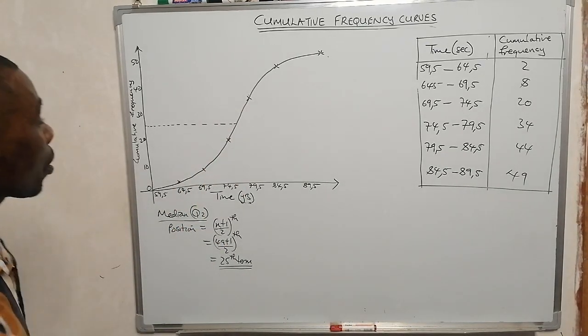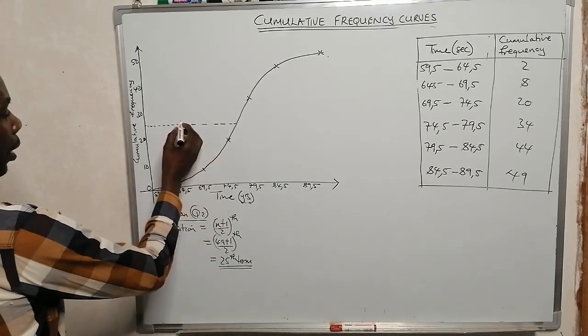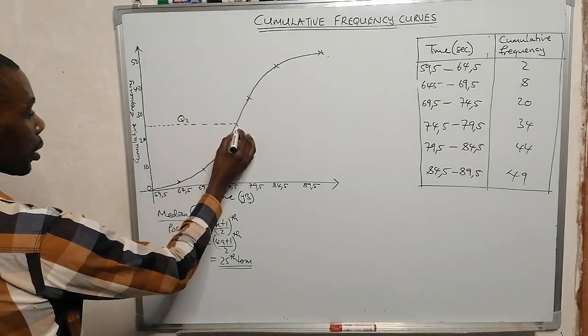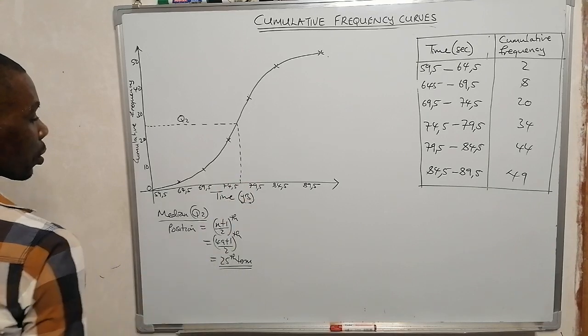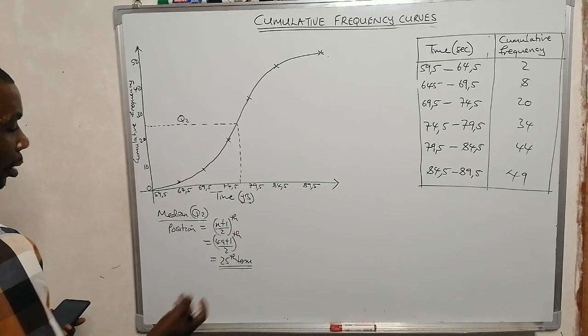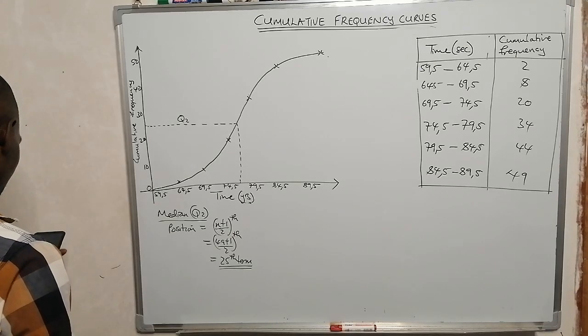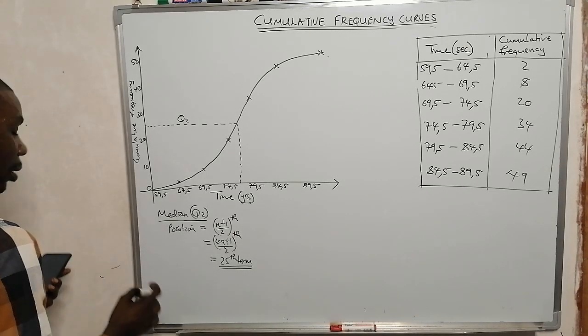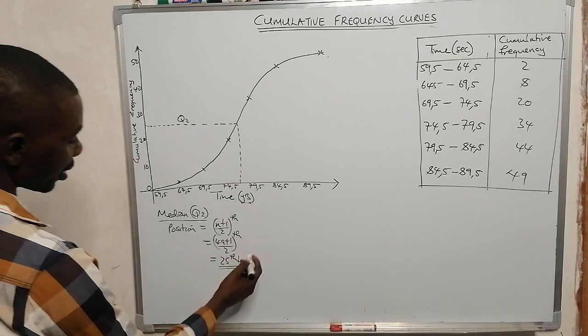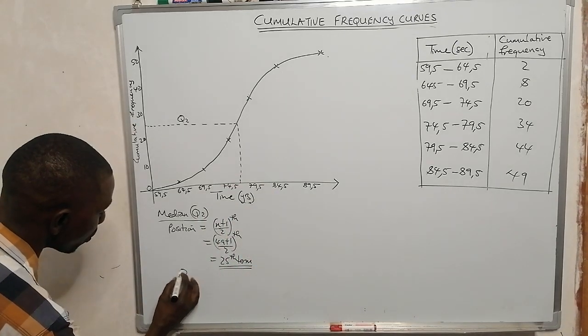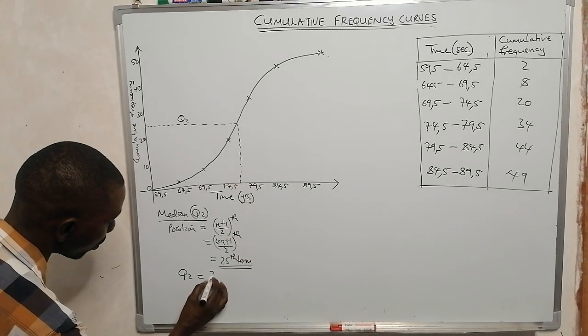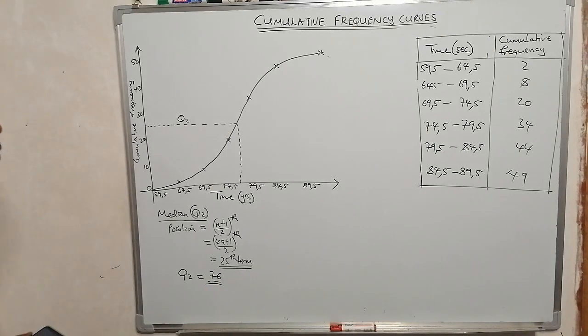From your graph, this is your Q2. You can see that we have here. So you are going to count your boxes. You can see that it is between 74.5 and 79, which is something like 76. You can estimate our Q2 is approximately equal to 76, right?